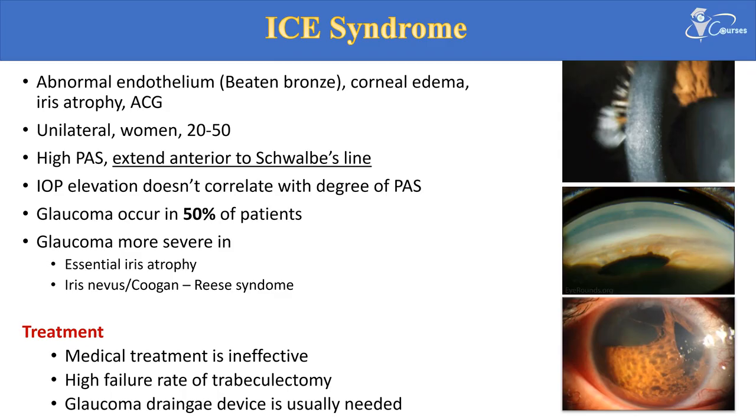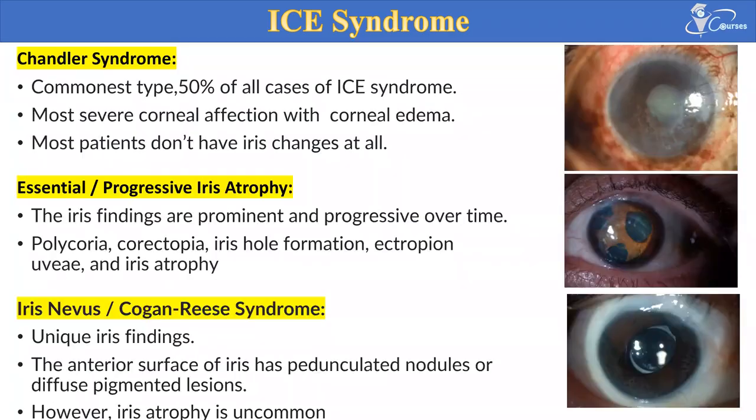Speaking about the variants of the ICE syndrome, let's see what the differences are so that you also know how to reach a diagnosis. First of all, the Chandler syndrome. This is the commonest type among all ICE syndromes, accounting for 50% of all cases. Remember, C for Chandler, C for cornea. So in Chandler there is more corneal affection, with corneal edema. What makes the diagnosis of this case difficult is that most of those patients will not have any iris changes.